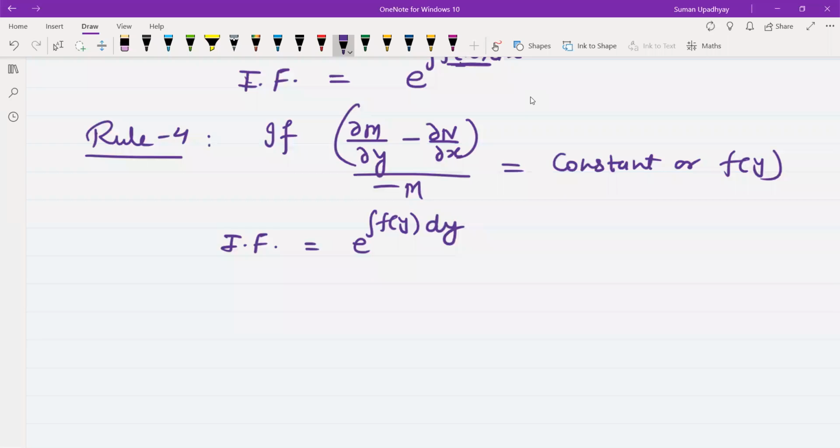So these are the rules for calculating integrating factor, which totally depend upon how your differential equation looks. In whichever rule your differential equation fits, you're going to use that particular integrating factor formula. Is this clear to all the kids?